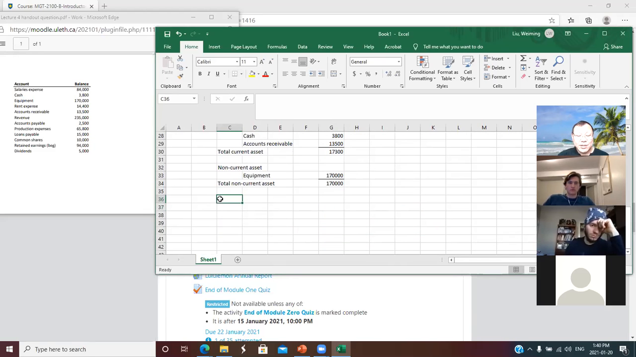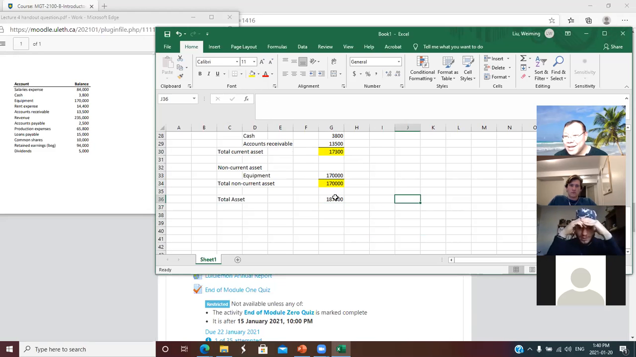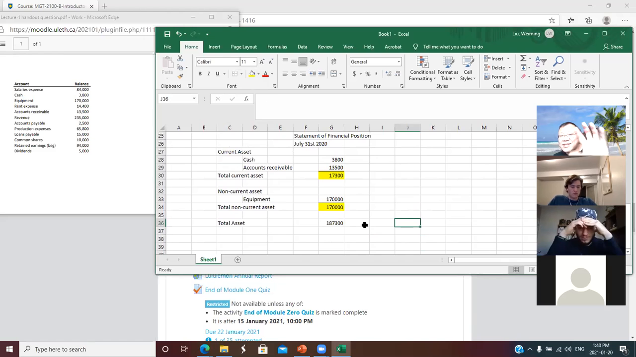Now, what is my total asset? Total asset is going to be the sum of the total non-current and the sum of the current. So 187,300. These two numbers together, that's your total asset. Does this make sense for the asset portion? Okay, awesome.